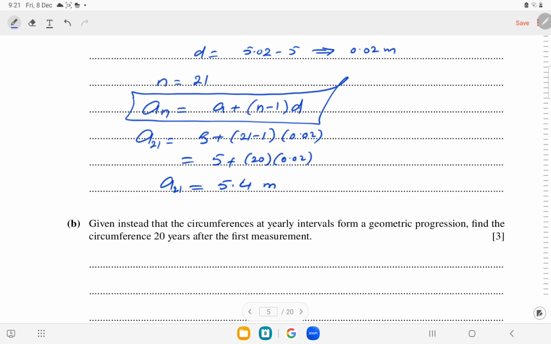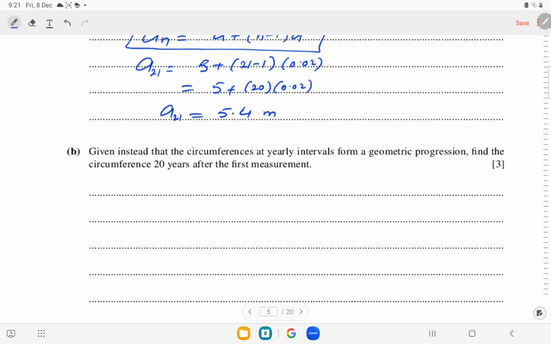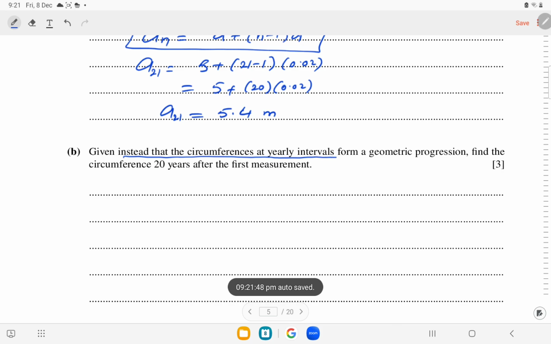Now we will proceed to part B of the same question. Given that instead, the circumferences at yearly intervals form a geometric progression. This time we are dealing with GP.